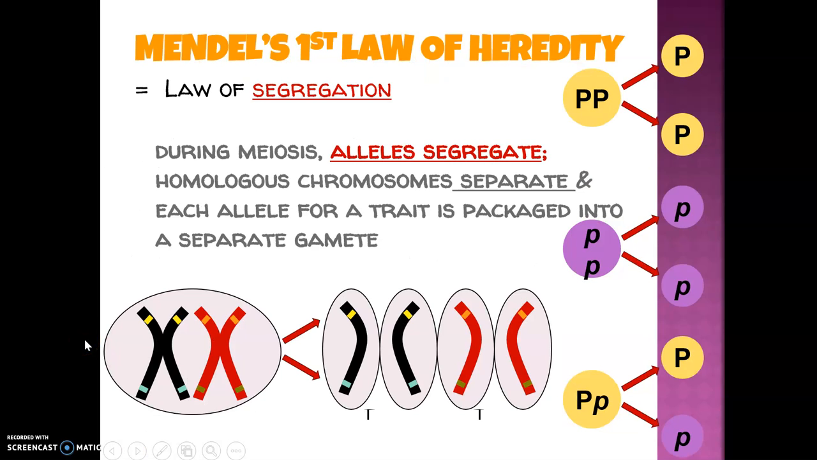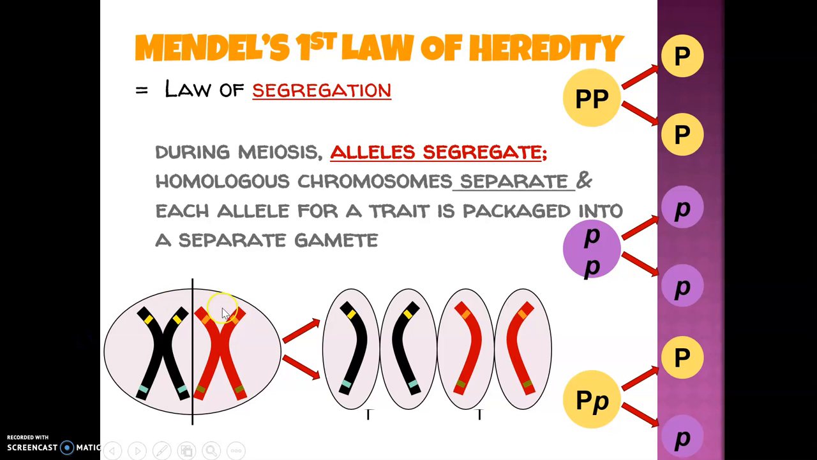Mendel's first law of heredity is the law of segregation. What this means is that during meiosis, the alleles segregate. That means homologous chromosomes separate, and each allele for a trait is packed into a separate gamete. That's why we get half of our traits from our mom, half of our traits from our dad.